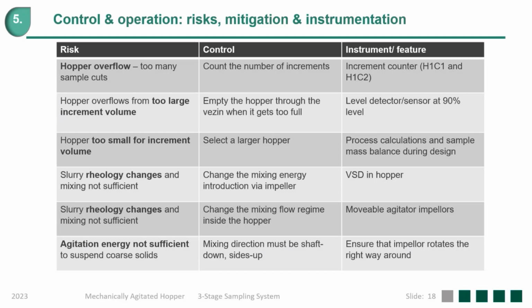The second risk that we have is hopper overflow from too large an increment volume. Here we need to empty the hopper through the vessel when it gets too full. We use a level detector or sensor at 90% level. When the material reaches 90% level, it drains the material into the secondary vessel sample.